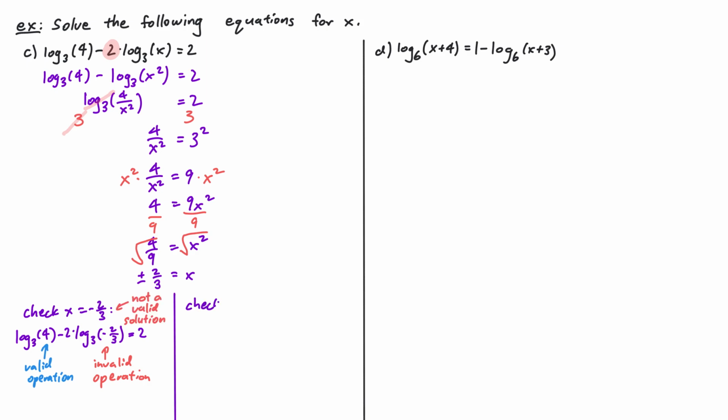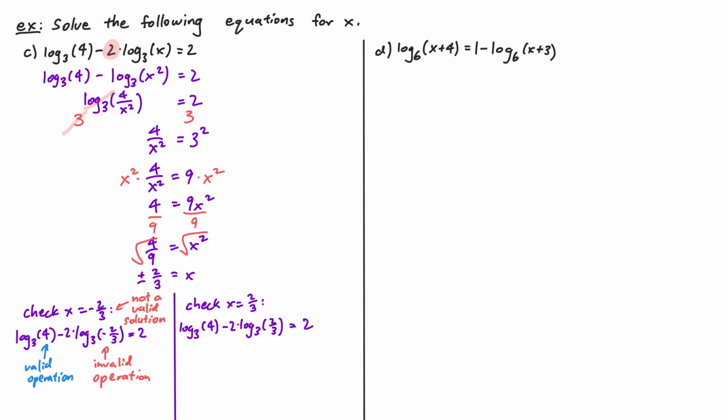Now, let's check x equals positive 2/3. Plugging this into our original equation, we have log with base 3 of 4 minus 2 times log with base 3 of 2/3 equals 2.